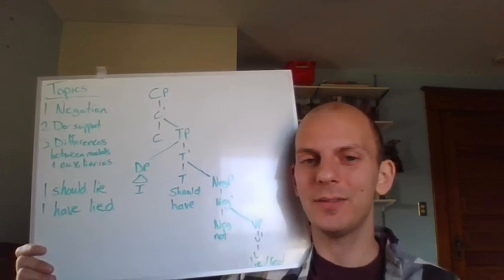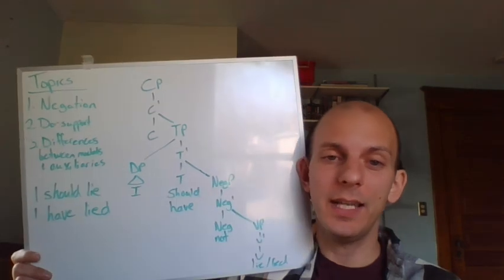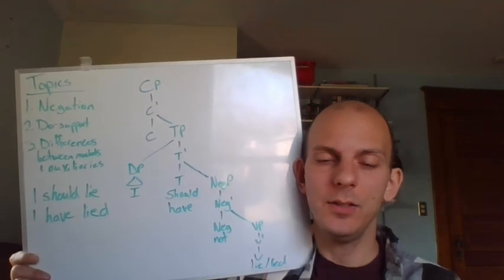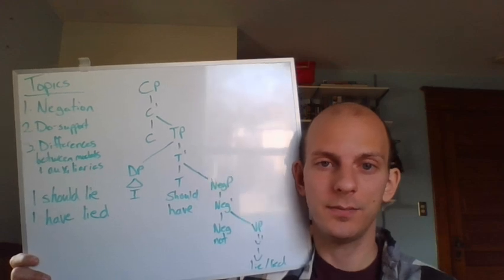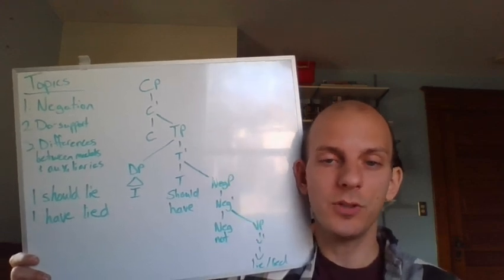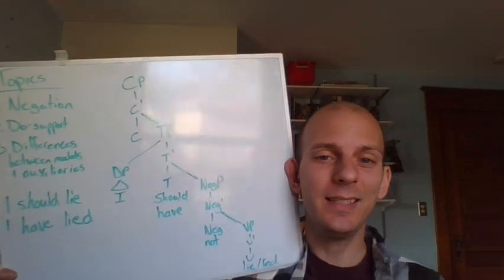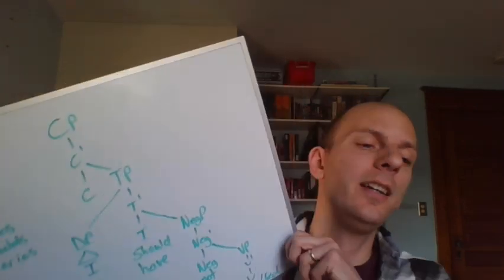Yeah, you can do that, right? If it's a non-negated sentence, you could have something like, I should have lied. What does this show us? Well, in a sentence like, I should have lied, I'll write this one down. I'm not going to draw the tree out here because I already have my negation on there.